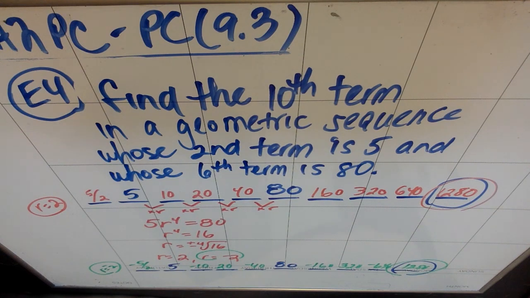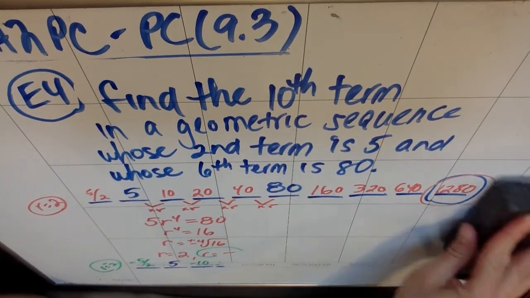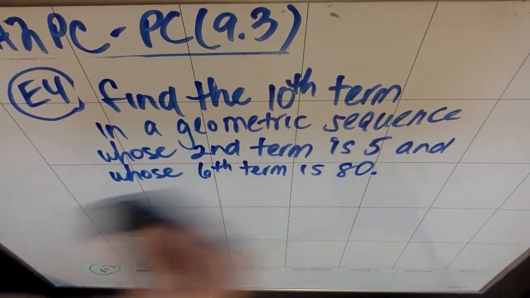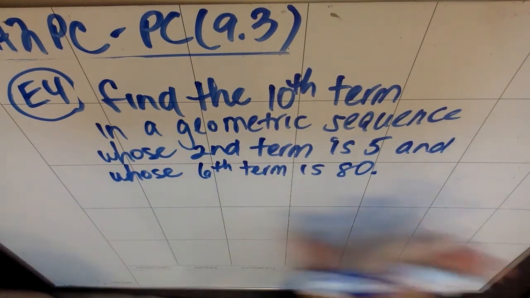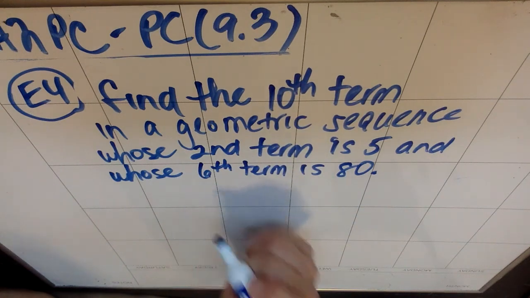Now, there is another way to do this problem. If you weren't going to draw this all out, it's essentially similar to what we did with arithmetic sequences before. We already know the answer is 1280, and that the common ratio is either 2 or -2. But there is another logical way to do this, if you didn't want to write it all out like that.